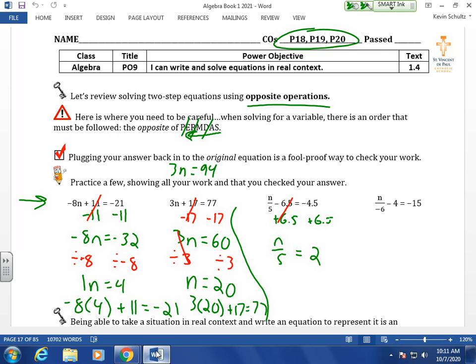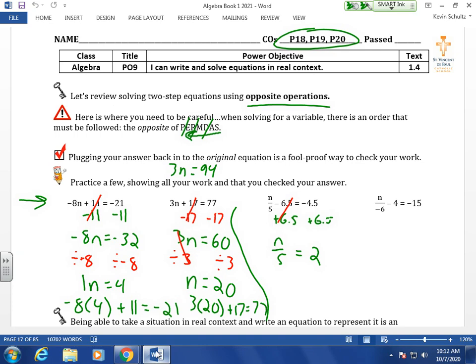What is the value of n? Some number divided by 5 is 2. What's the value of n? Peter? 10. It is 10. Mathematically, using opposite operations, how do we get there? What would we do to n divided by 5 to get a value of n equals 10? Drew? Put 10 in for n and make it a proper fraction.